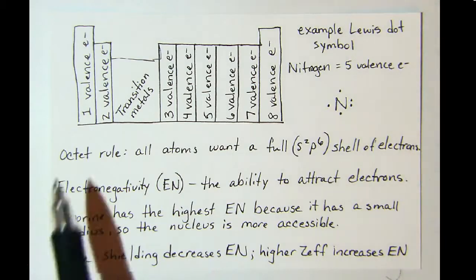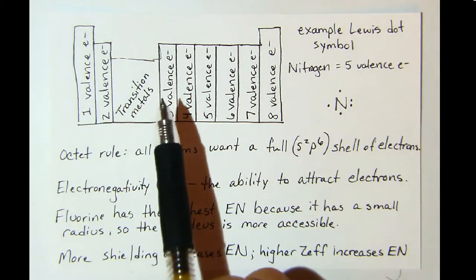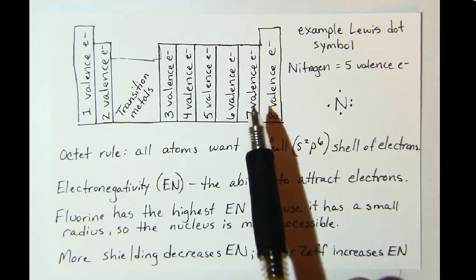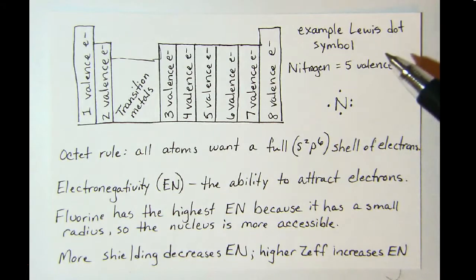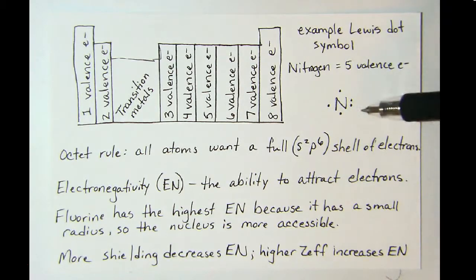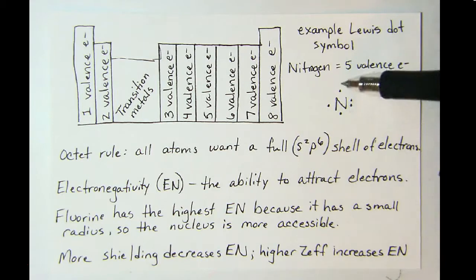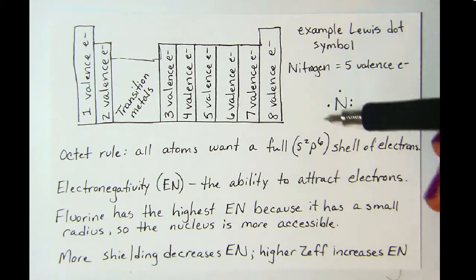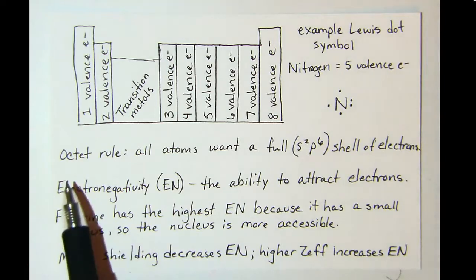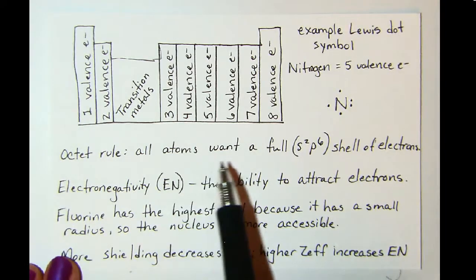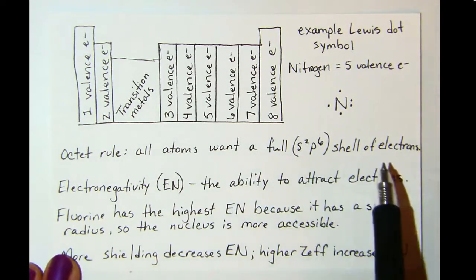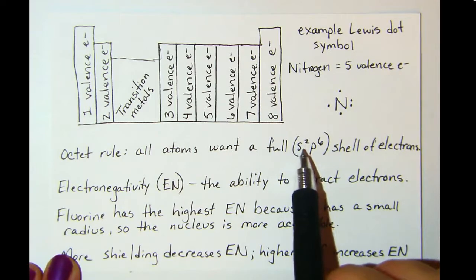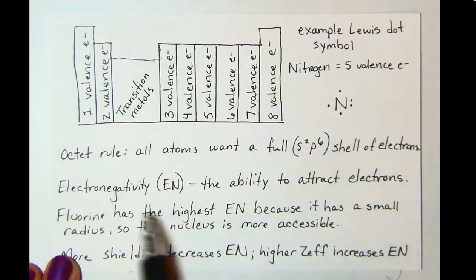Be sure you can identify the number of valence electrons based on the location on the periodic table, and then draw a Lewis dot symbol by drawing a pair of dots and then every dot thereafter in singles followed by pairs. And you shouldn't have more than 8 dots total, because the octet rule states that all atoms want a full shell of electrons, and that's going to be 8 total, 2 in the S and 6 in the P.